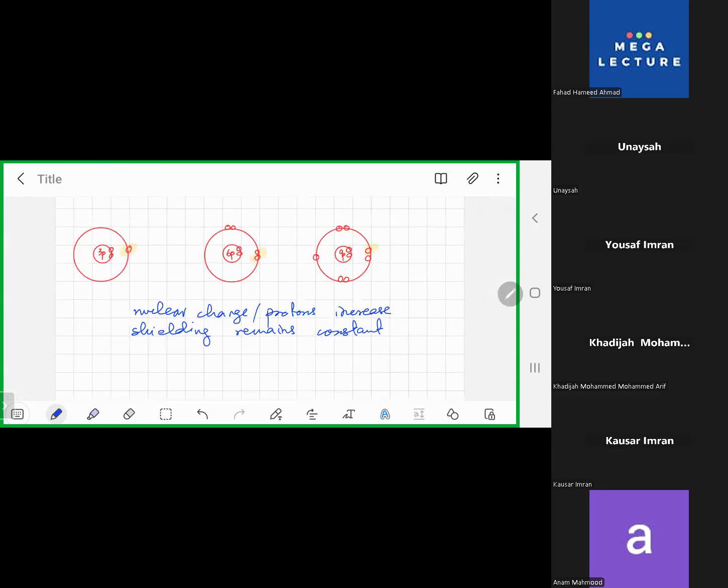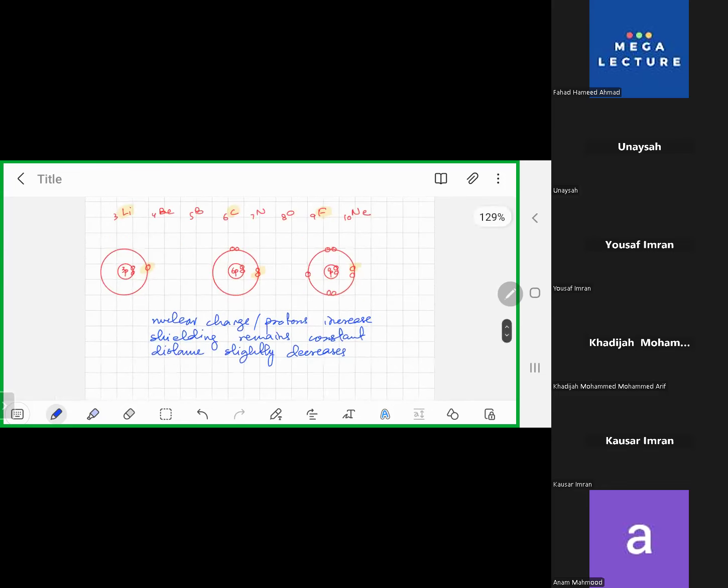Yes, sir. Plus there's one more thing: the distance also kind of remains constant, at least in appearance. But the reality is that the distance slightly or gradually decreases. And I'll explain why the distance decreases.